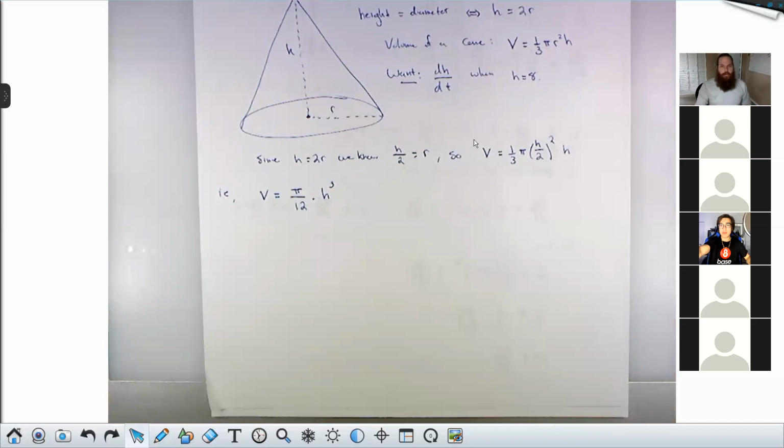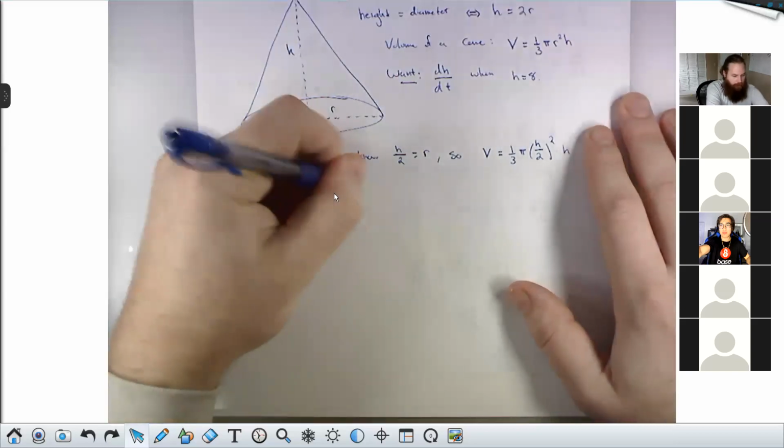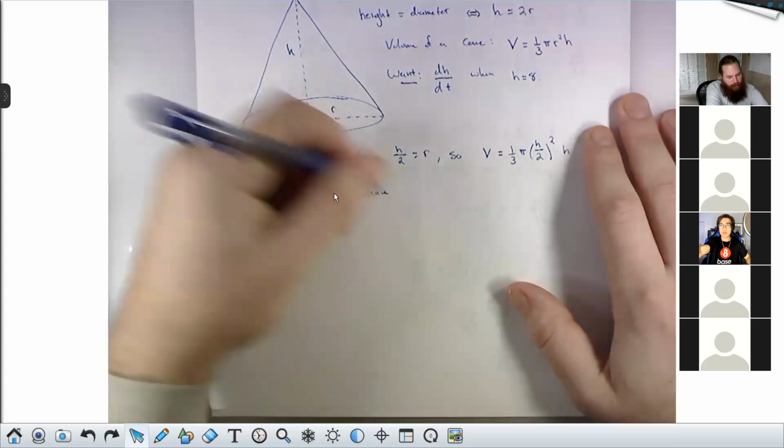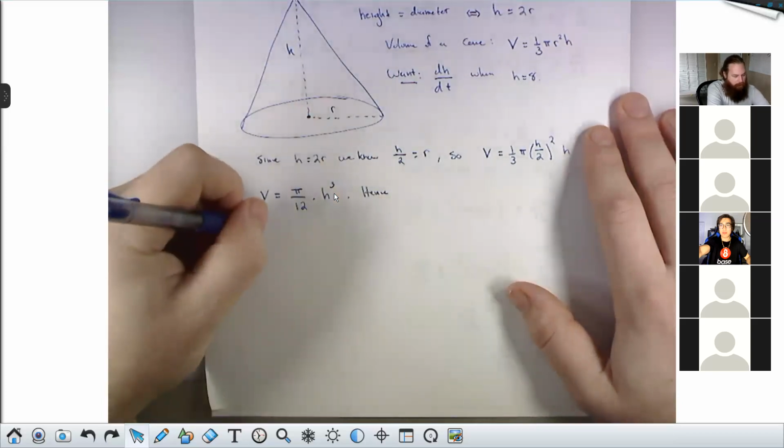Everybody see how this simplifies to this? h over 2 squared, that's h squared over 4. So 1/3 times pi times 1/4, that's the pi over 12. I lumped all the constants together. And then h squared times h is h cubed. Hence, I applied d/dt to both sides.